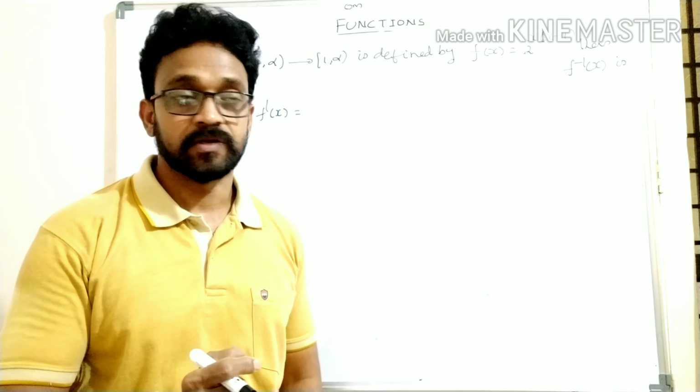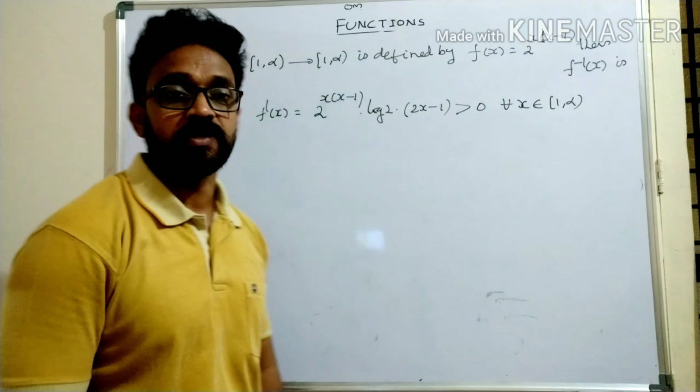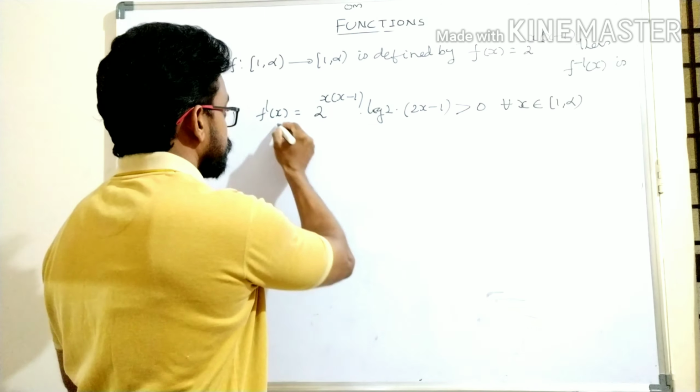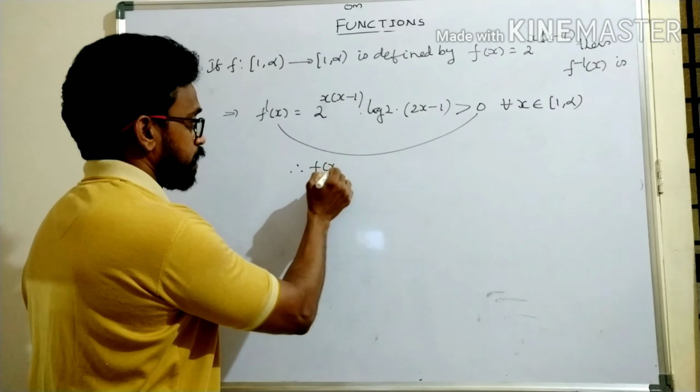Here, what is our x? x belongs to [1, infinity). So what about this value, less than 0 or greater than 0? Very clear, the exponential function is greater than 0, log 2 is positive, and in this interval 2x minus 1 is greater than 0. That's why this product is greater than 0 for all x in [1, infinity). That's why f dash of x is greater than 0, so f is an increasing function. That implies f is one-one.